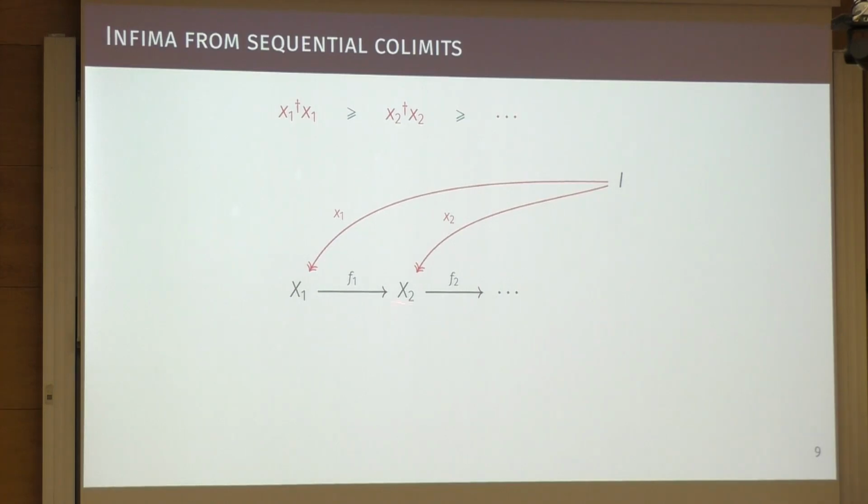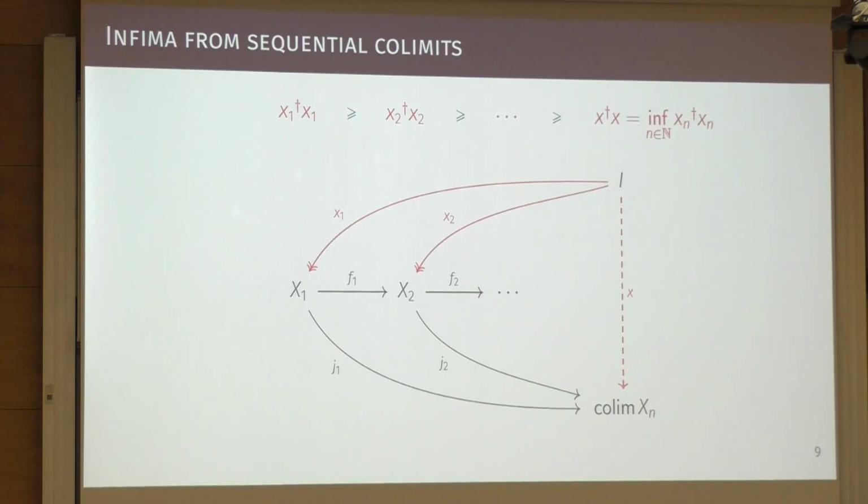Okay, so now we have a sequential diagram of contractions, a sequential diagram of morphisms in D, and because D has colimits of sequential diagrams, we can consider the colimit object here and the colimit cocone. And then you can ask, well, we have these morphisms j1 x1, j2 x2, and so on. And you can actually show that they're all equal to each other. So we get this morphism x, which is equal to these composites. And so the claim is that x dagger x is actually the infimum of these positive scalars with respect to the partial order that I defined.